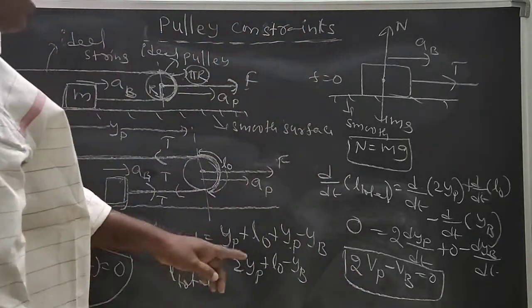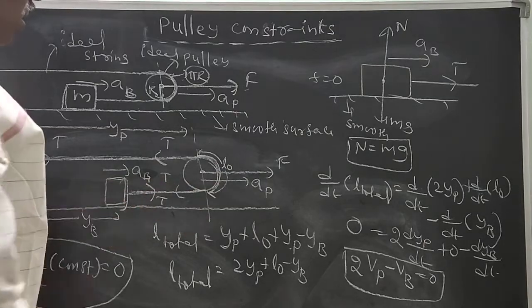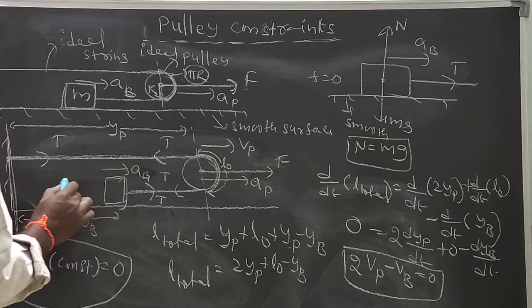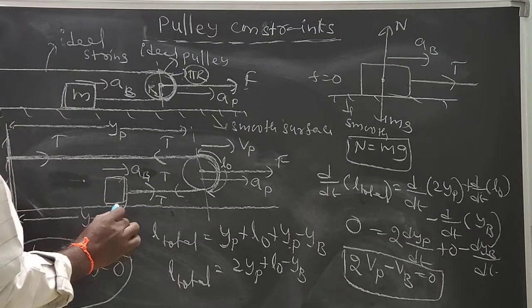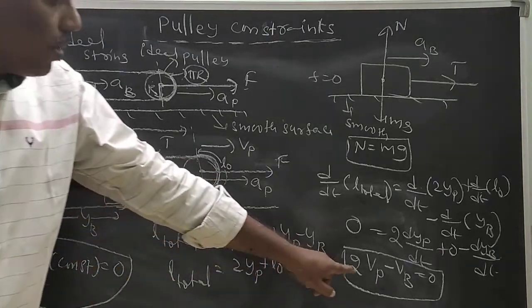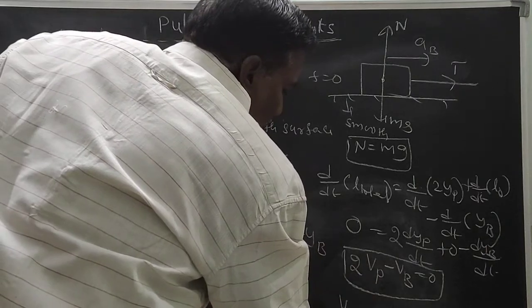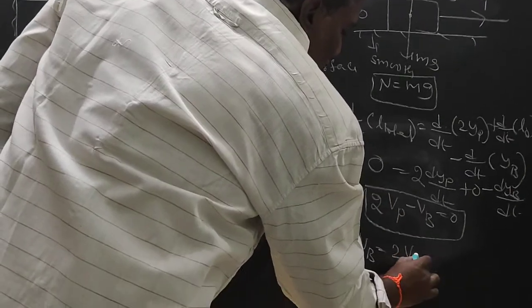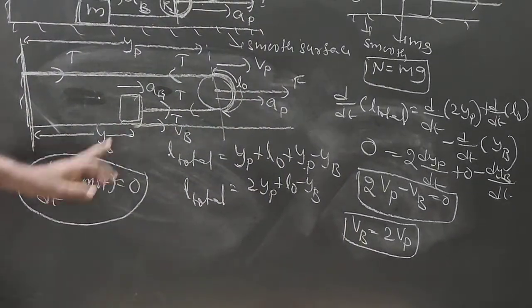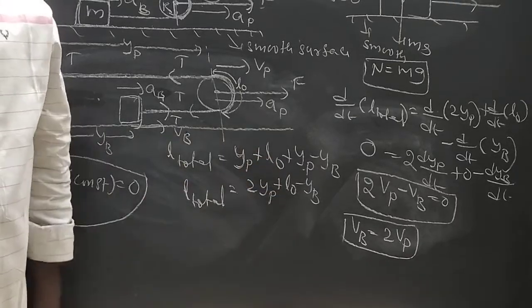This is the relation between velocity of the pulley and velocity of the block. Suppose at an instant, velocity of the pulley is Vp and velocity of the block is Vb. So how to relate these two? 2Vp is equal to Vb. This is the relation: Vb is equal to 2Vp. Velocity of the block is equal to 2 times velocity of the pulley.